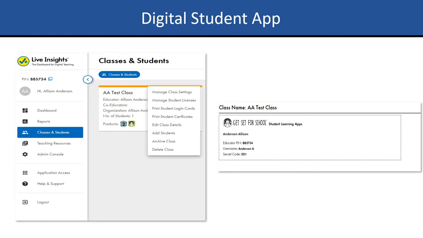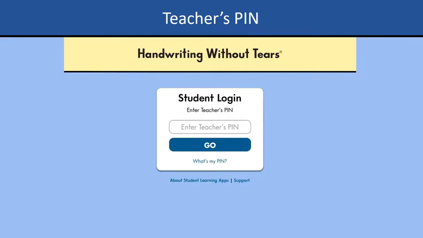You can print or save students' login credentials from the Classes and Students section in Plus Live Insights. Just click on the three dots in the top right corner of your class tile and select Print Student Login Cards. If your students are learning from home, we recommend emailing families their student credentials.